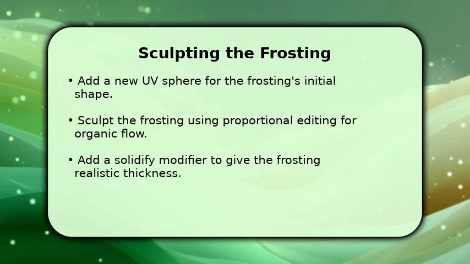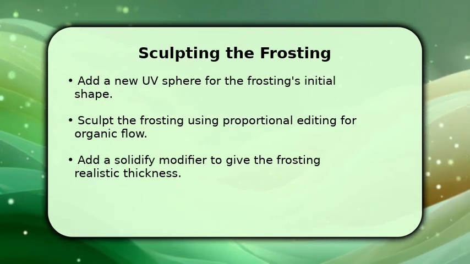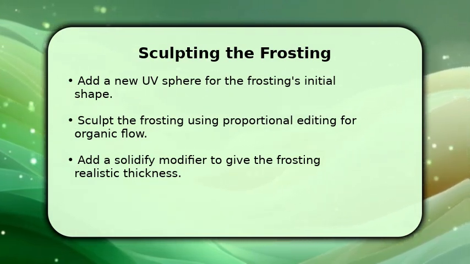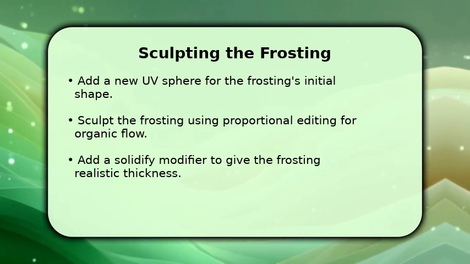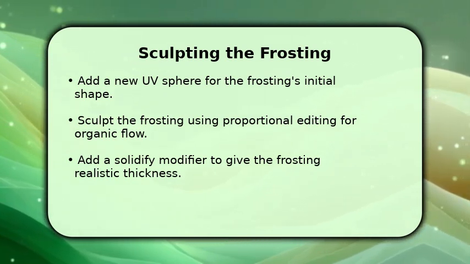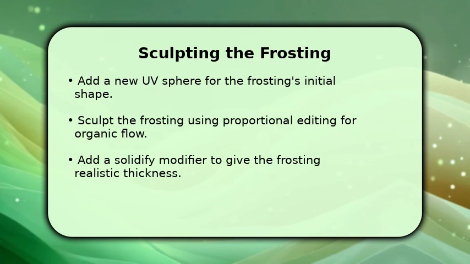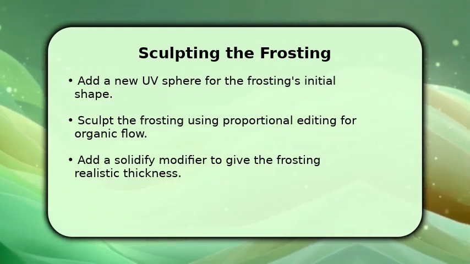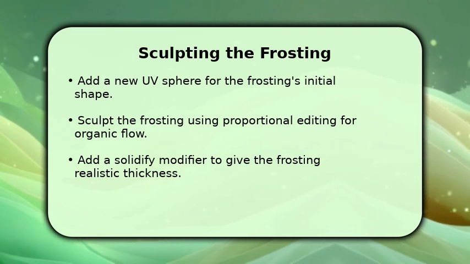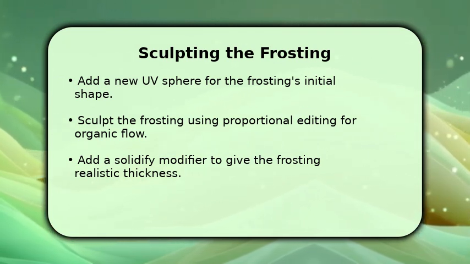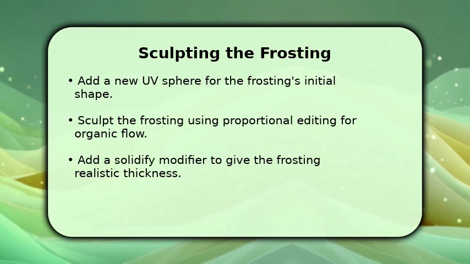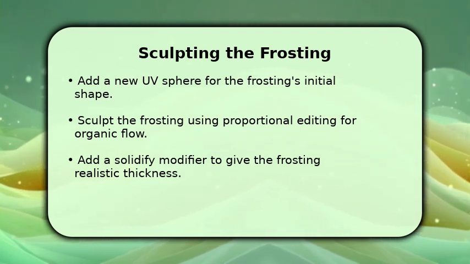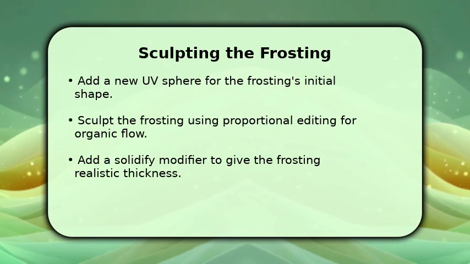Next, we'll create the delightful frosting. Add another UV sphere, positioning it atop your cupcake base. Utilize proportional editing with a smooth fall-off to sculpt the frosting into an appealing, swirled shape. Experiment with different brush sizes to achieve a natural look. Then, add a solidify modifier, setting its thickness to about 0.05 units for a more substantial frosting.